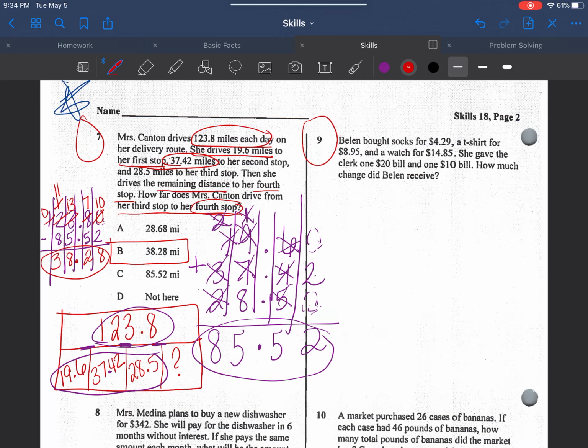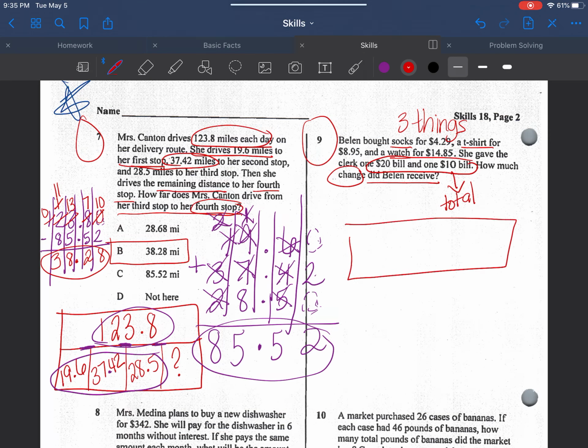Number 9 says, Belen bought socks for $4.29, a t-shirt for $8.95, and a watch for $14.85. Notice that she bought 3 things. That's important. She gave the clerk one $20 bill and one $10 bill. Notice that this is my total, but they are breaking it apart. Instead of saying $30, they're saying $20 and $10. If we add that together, we know that the total is 30.